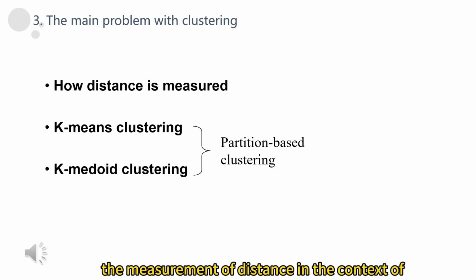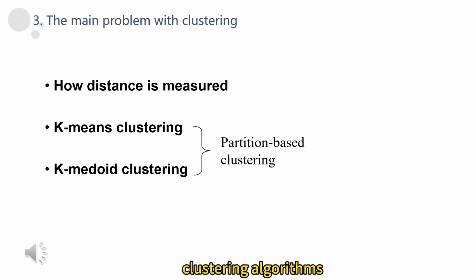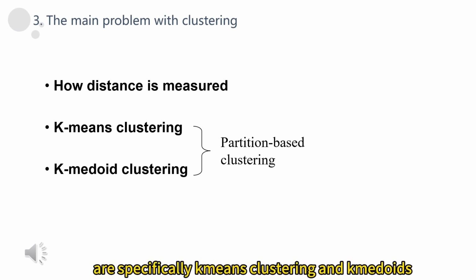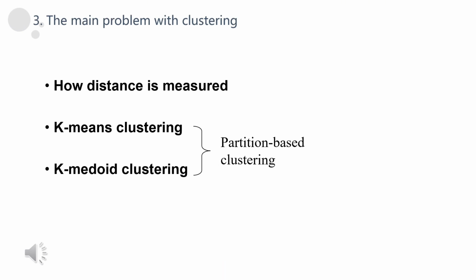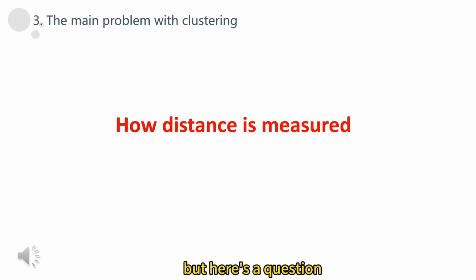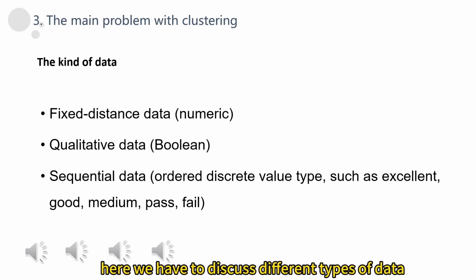The measurement of distance in the context of clustering algorithms, specifically k-means clustering and k-medoids clustering. They are partition-based clustering. But here's a question: how do we measure the distance? Here we have to discuss different types of data.